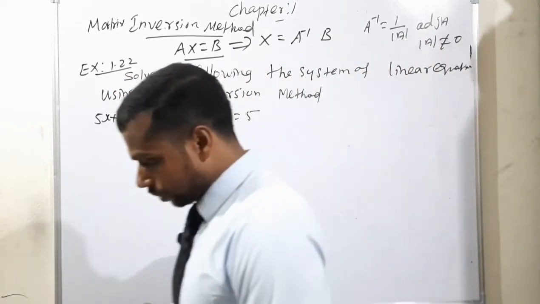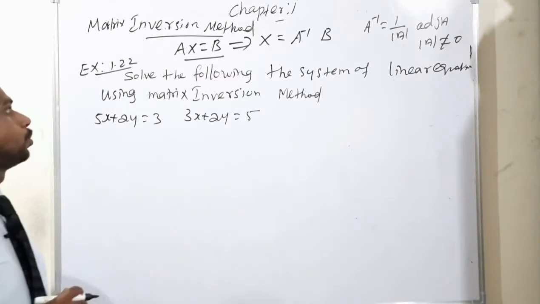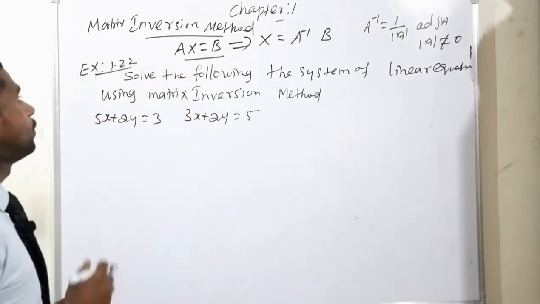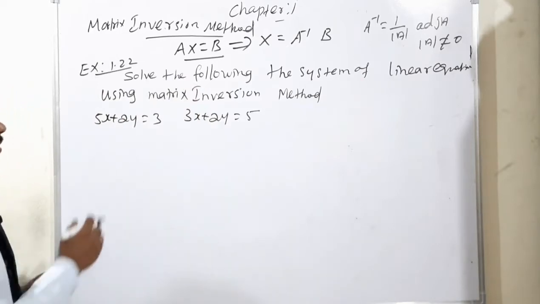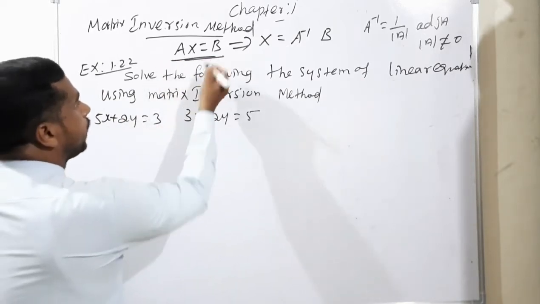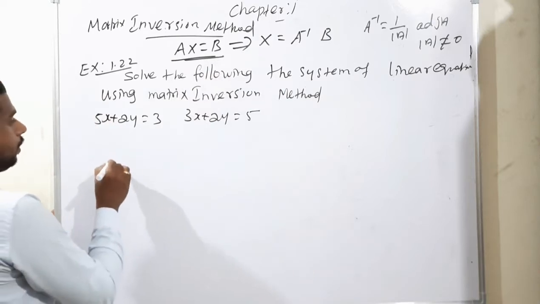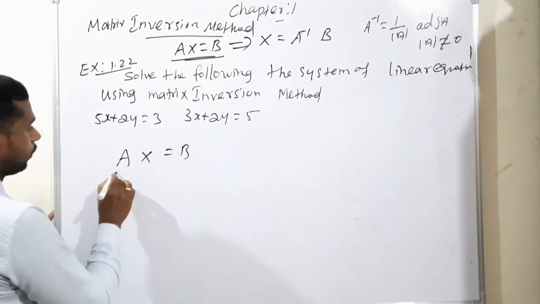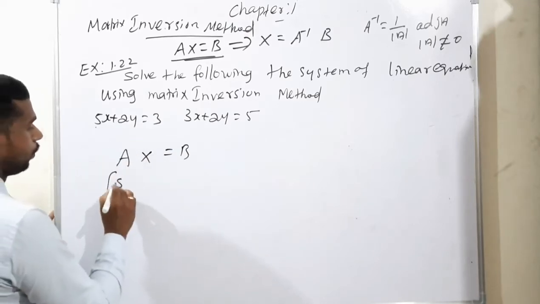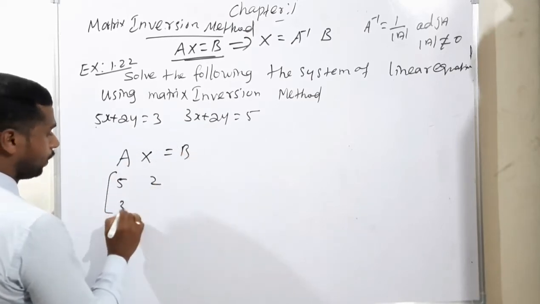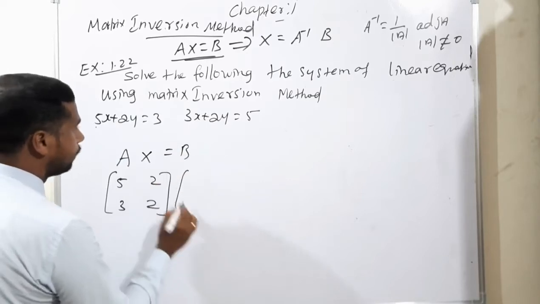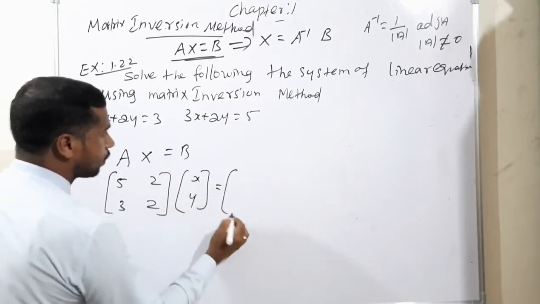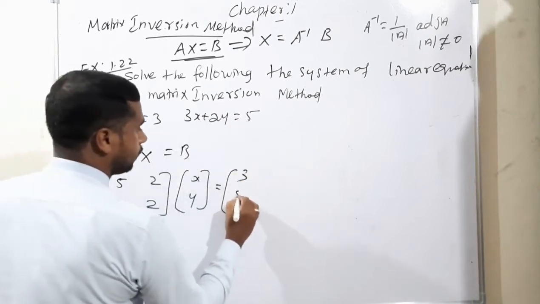So one example question. What is the question? Example 1.22. Solve the following system of linear equations using the matrix inversion method. They are given 2 equations. First we have to arrange capital AX is equal to B. So capital AX is equal to B means A is a 2 by 2 matrix set. The first row 5 and 2, second row 3 and 2, into X means X and Y. Then B means the constants 3 and 5, isn't it?